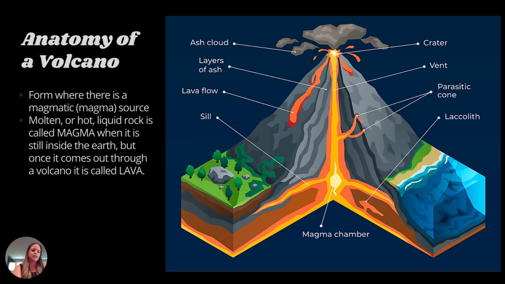If it solidifies underground, it's going to solidify in what we call a pluton, and we'll talk about that in the next lecture. If it comes out of the crust and erupts on the surface and it solidifies there, we call that a volcano. So depending on where the material is solidifying, we're going to get two different types of what we call igneous rocks. We'll talk about that in the next lecture.